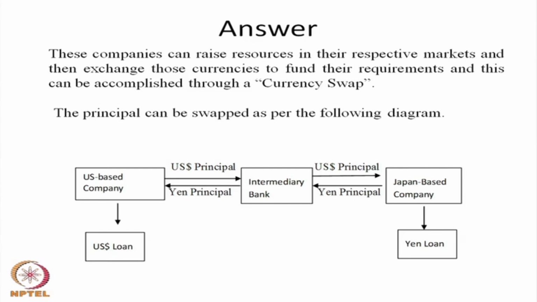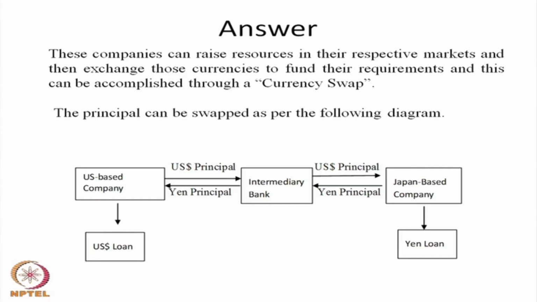As I mentioned in the lecture, in a swap transaction three different phases take place. First phase is the transaction of principal, second phase is the exchange of what is called periodic payment, that is interest payment, and third phase is the re-exchange of principal at a determined rate. So, in the first transaction, the companies can raise resources in their own respective markets and then exchange those currencies to fund their requirement, and this can be accomplished through currency swap.